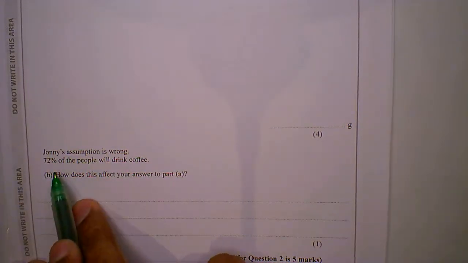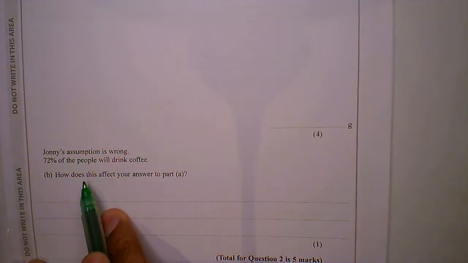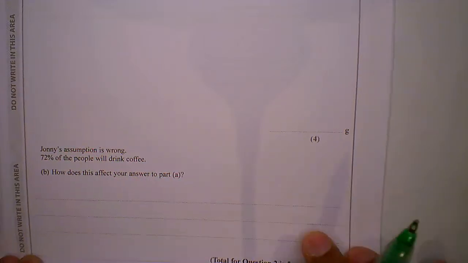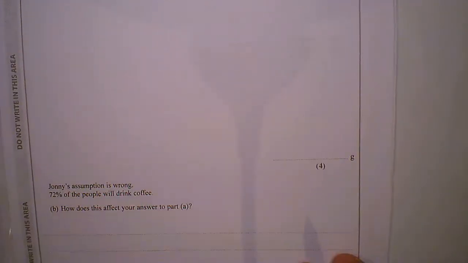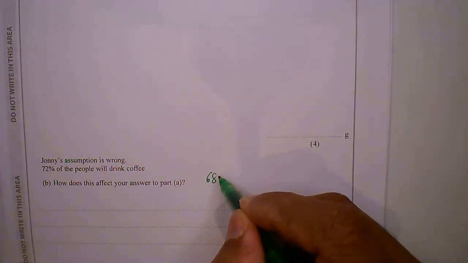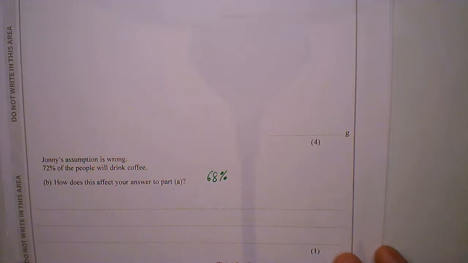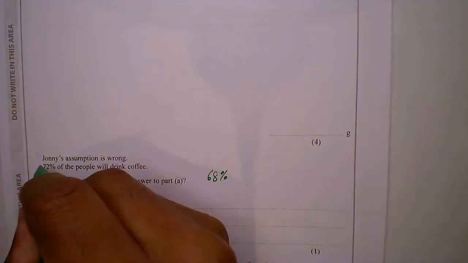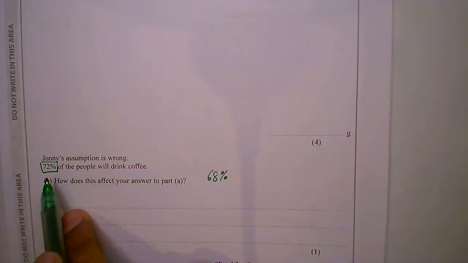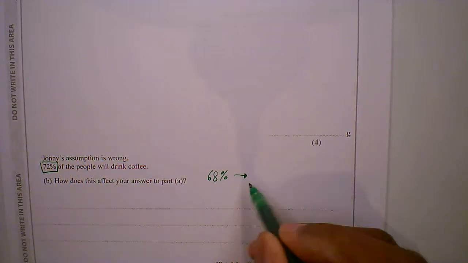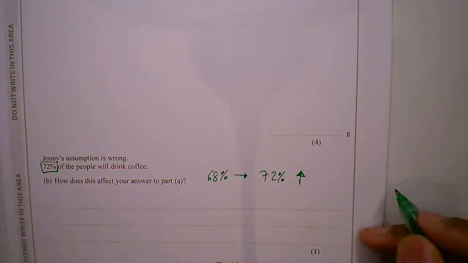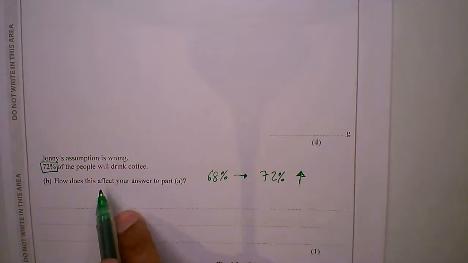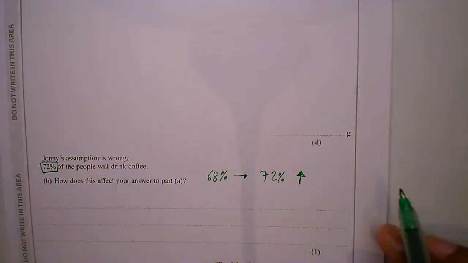Johnny's assumption is wrong. 72% of the people will drink coffee. How does this affect your answer to part A? So I'll give you a few seconds to try that question. So you've gone from 68%. So Johnny's assumption is wrong. 72% of the people will drink coffee. So it's gone from 68% to 72%. That means the number of people have gone up. So if you've got more people, that means you need more coffee.